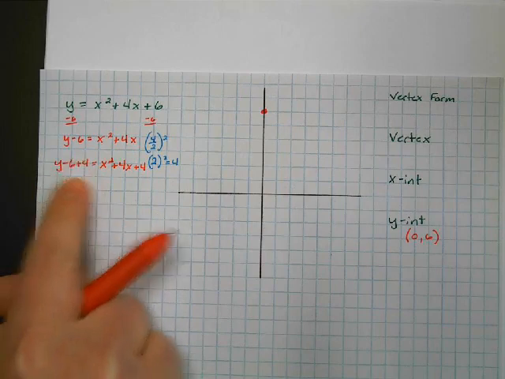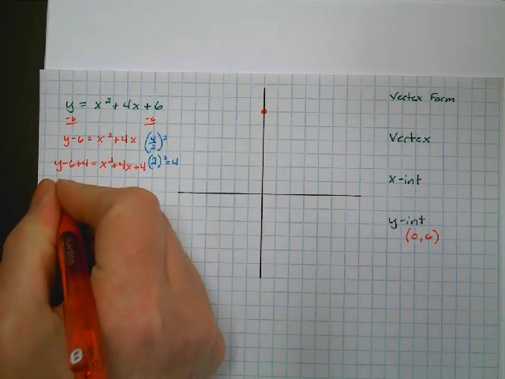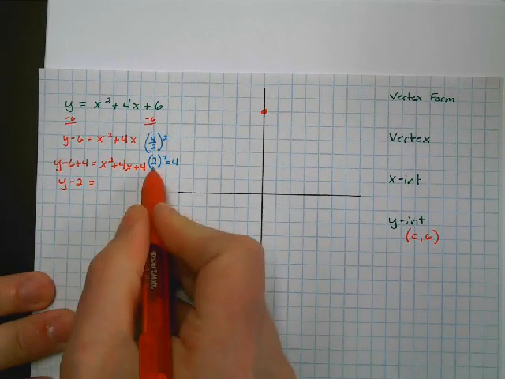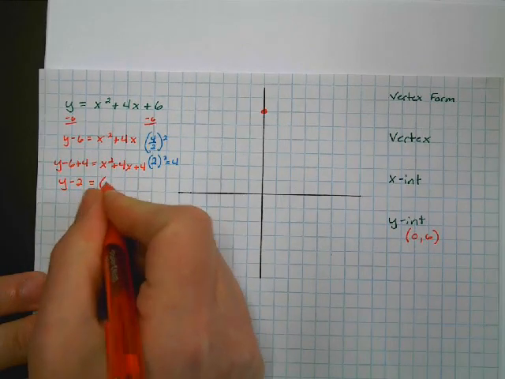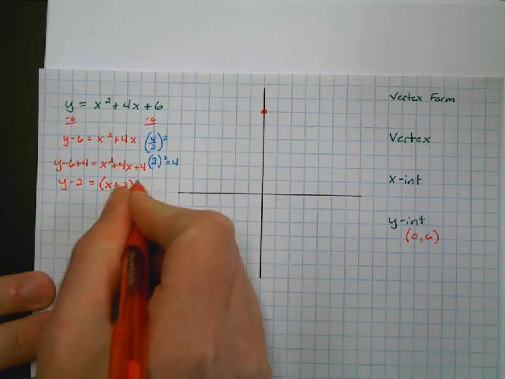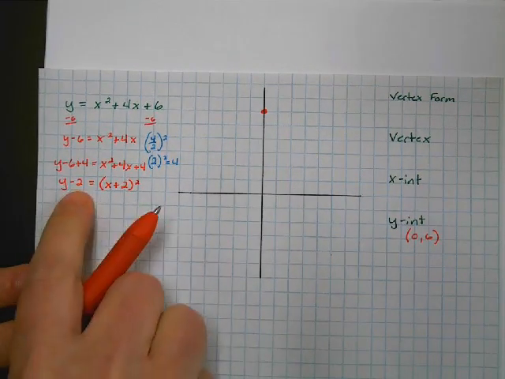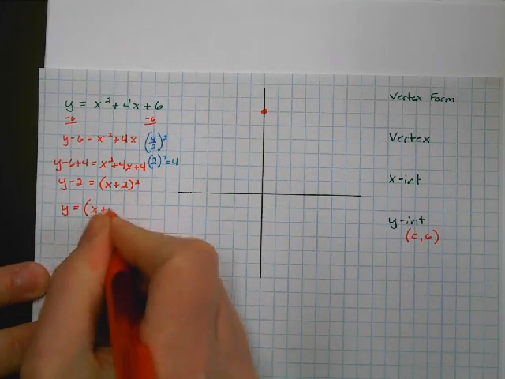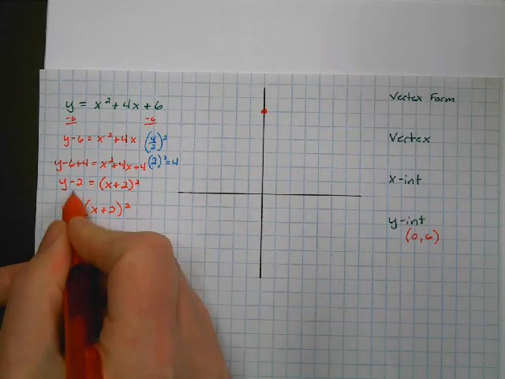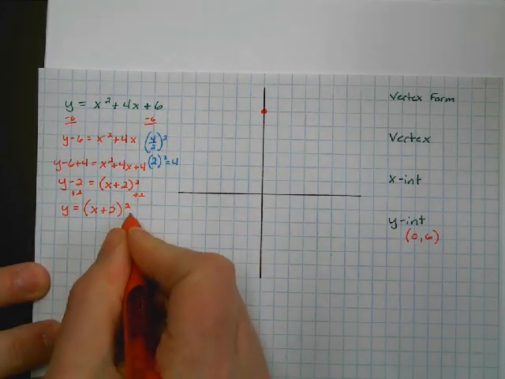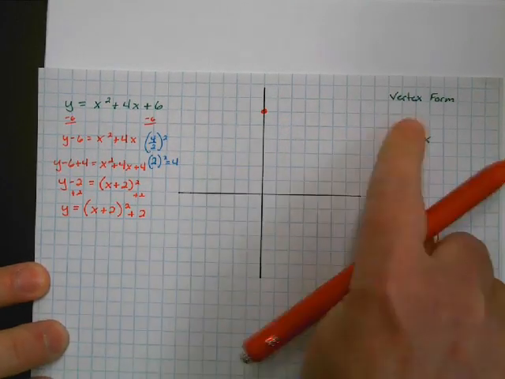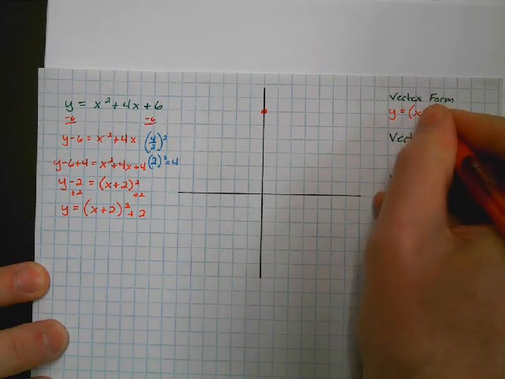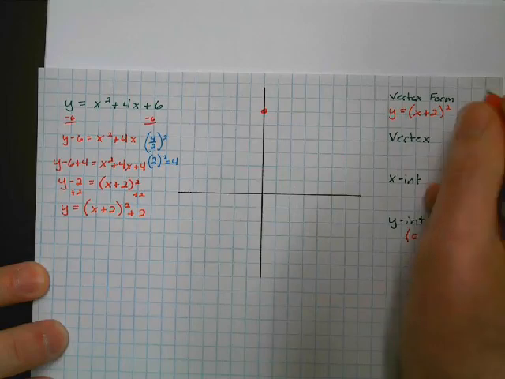Next, I'm going to simplify this side and get y minus 2. On the other side, I'm going to find out what perfect square I made. Well, the number I squared was 2, so this is the perfect square of (x plus 2) squared. And the last thing I'm going to do for vertex form is to add 2 to both sides. So I've got y equals (x plus 2) squared, and I'm going to add 2 to this side and add 2 to that side, and I get plus 2. So vertex form is y equals (x plus 2) squared plus 2.